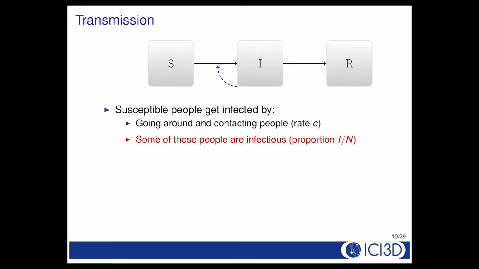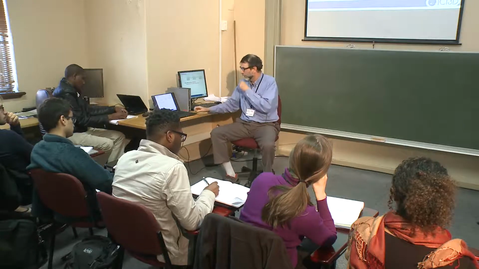Susceptible people, we're going to assume, get infected by going around and contacting people. So our conceptual model is that the susceptibles and the infecteds are all walking around, they're going to work, they're taking buses, they're shaking hands, and there's a certain rate at which they make contacts which are relevant to this particular disease. And what a contact is will depend on what your disease is. For example, I just coughed, and now I'll shake hands with some of you.